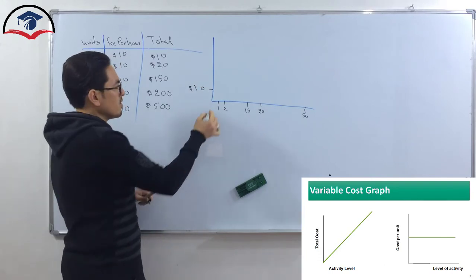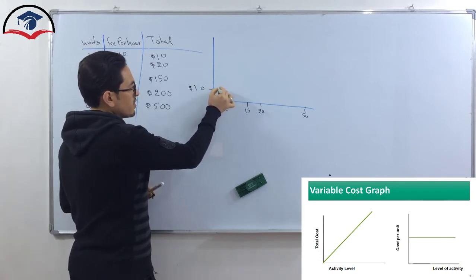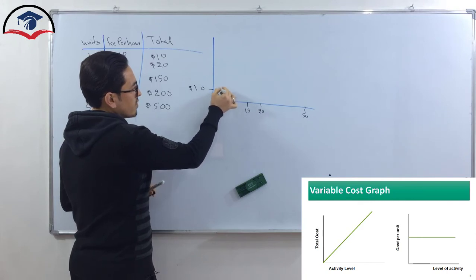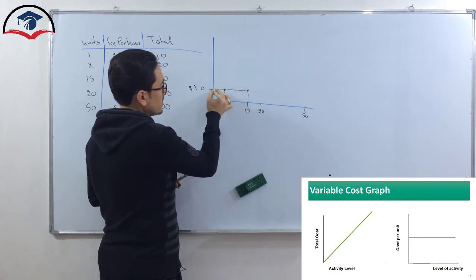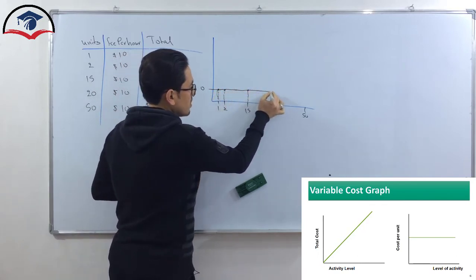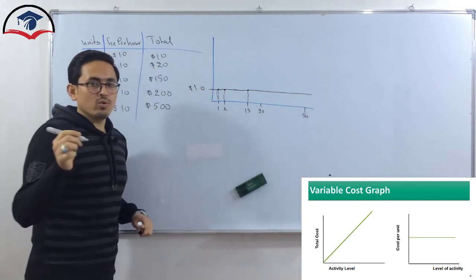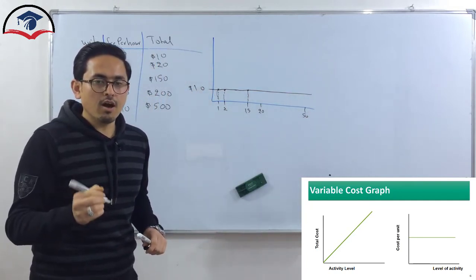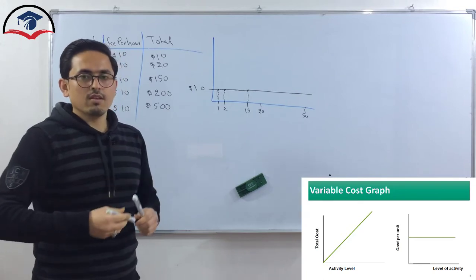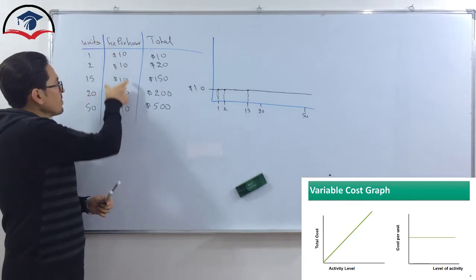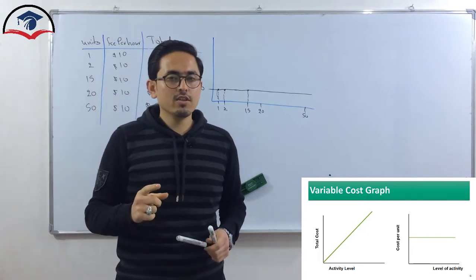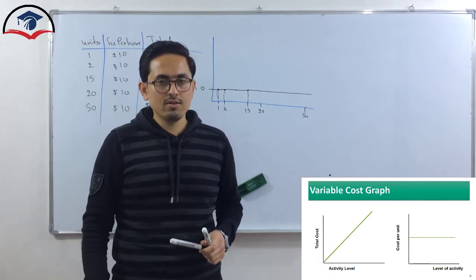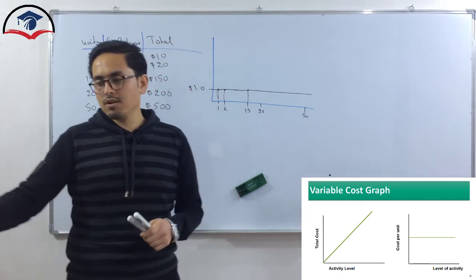Let me continue. Here it is, the connection point. For the next one, here it is, the connection point. For this one, here it is, the connection point. If you join them all, this will stay fixed on a per unit basis. And here is the table. The $10 will stay the same when the level of activity increases or decreases. This is the whole story of variable cost.